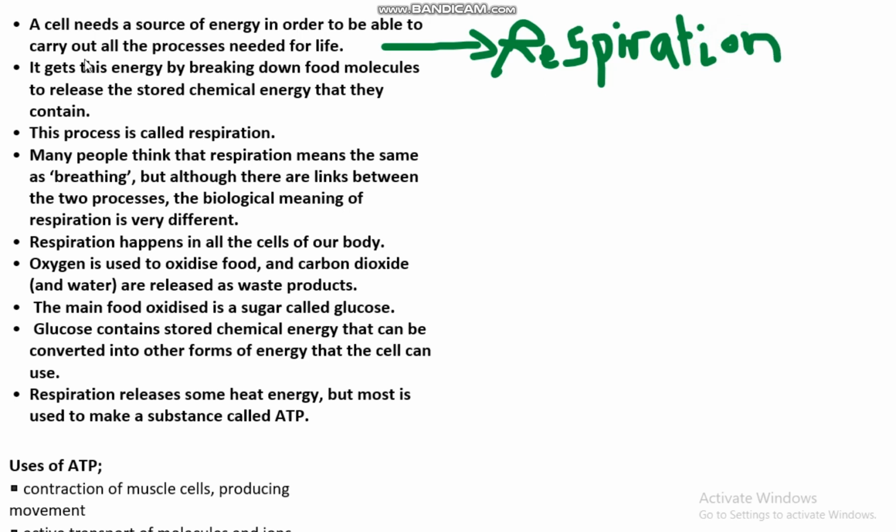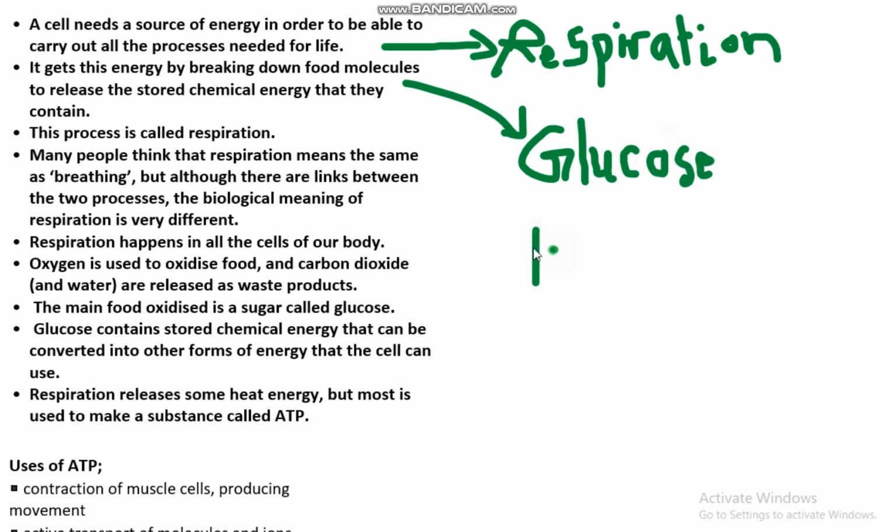It is explained that a cell gets this energy by breaking down food molecules to release the stored chemical energy that they contain. In this case we take glucose as our food source, and this is used in aerobic respiration to produce energy. Whenever aerobic respiration happens, energy is gained, converted from the stored chemical energy.